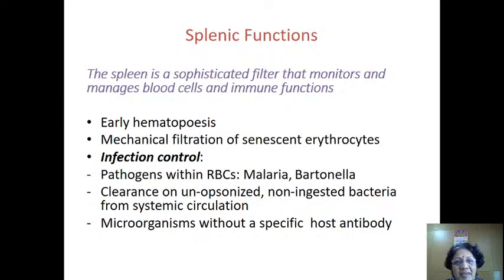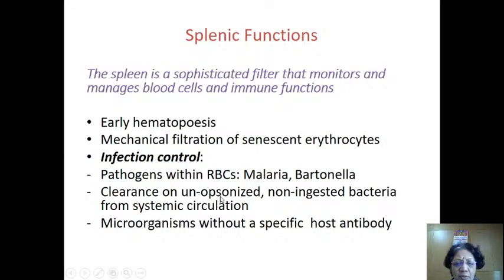The functions, it is best described as a sophisticated filter which monitors and manages blood cells as well as immune functions. So it does early hematopoiesis, I have talked about it. It does filtration of senescent, means going to die, aging erythrocytes, and it is very important in infection control. So if there are pathogens within the RBCs such as malaria pathogen microorganisms or Bartonella, then they are killing off the RBCs, and the spleen mops up the victims of the fight and clears off both the RBCs and the dying WBCs. That's its function as a lymphoid organ.